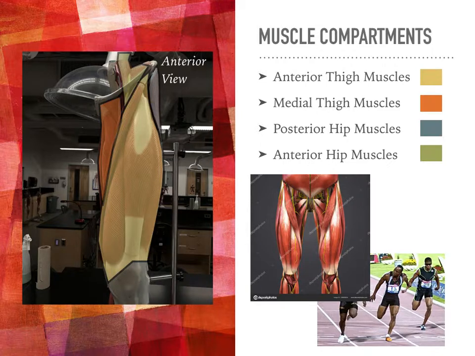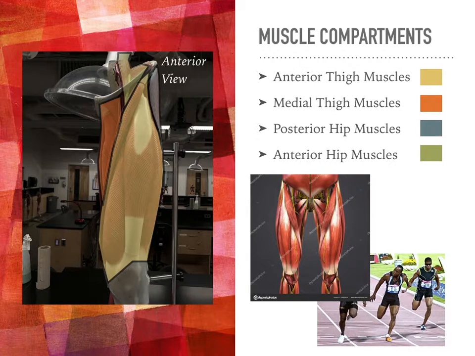And it turns out, even though the muscles we're going to focus on here are the posterior hip muscles, you can see a very small amount of them up in the hip area. They wrap quite a ways around the lateral side of the hip area. And so you can see a little bit of them here, along with the anterior hip muscles, the medial thigh muscles, and the anterior thigh muscles.